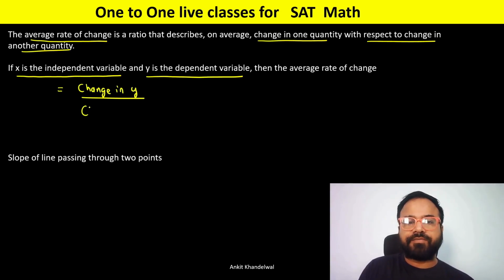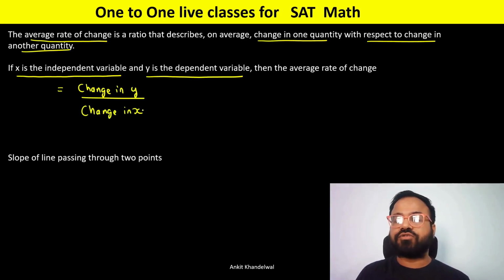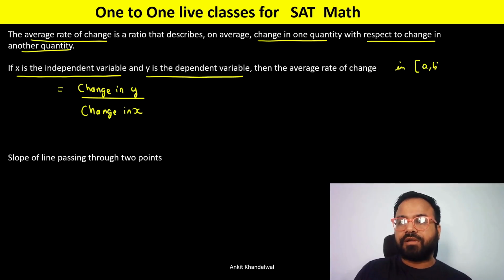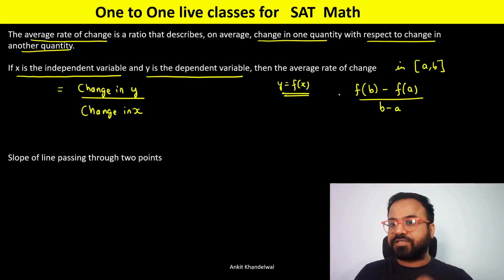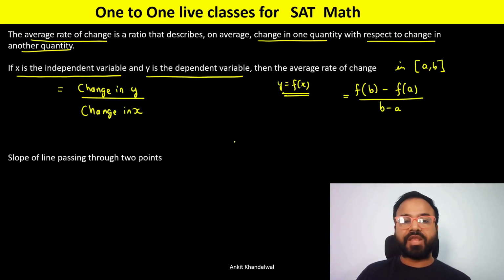change in y over change in x, that is, the change in the y values over the change in the x values in a given interval. You can say the average rate of change from a to b. It is also written as, if there is a function, let's say y equals f(x), then the average rate of change from a to b is the value of the function at b minus the value of the function at a, divided by the change in the x values, b minus a. This is also known as the average rate of change.